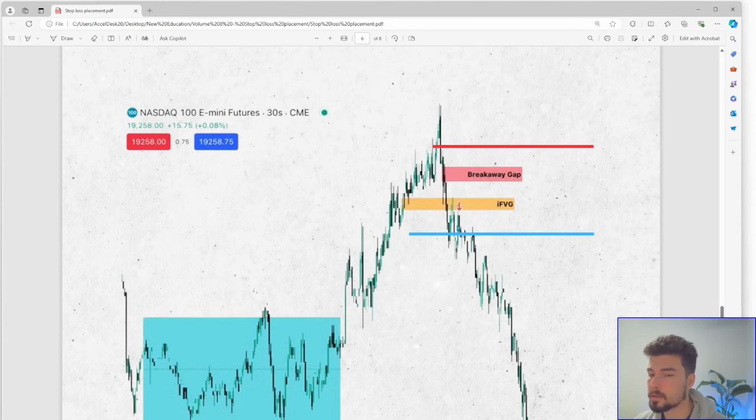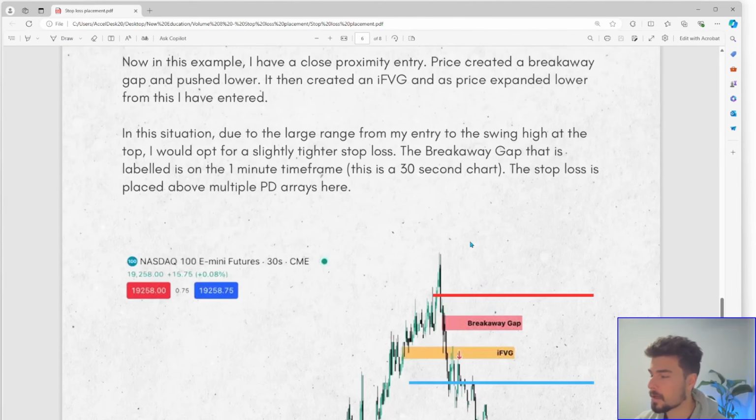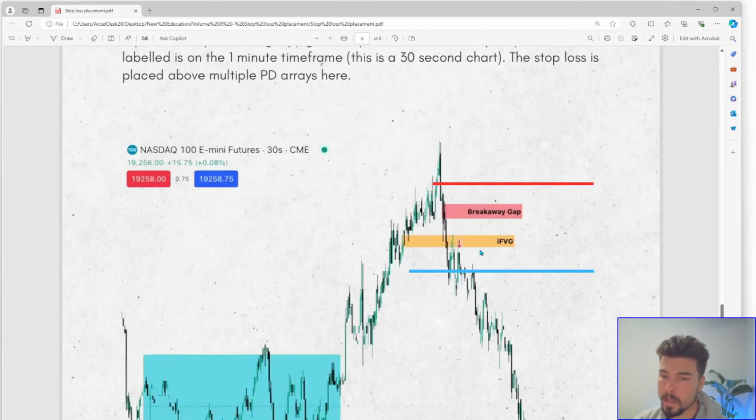I do not want price to accumulate and then push back up. I just want it to continue to sell off exactly how it's done. And again, in this situation, it's all about going, okay, what do I want to see with price? Where can my stop loss go?